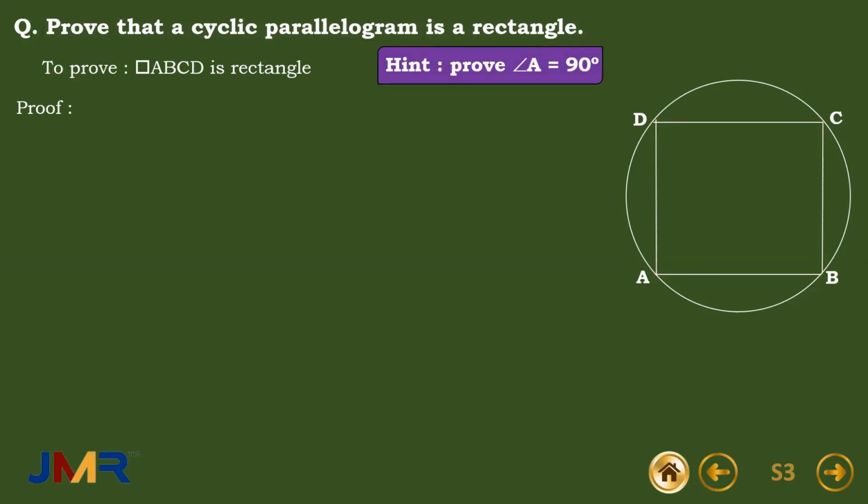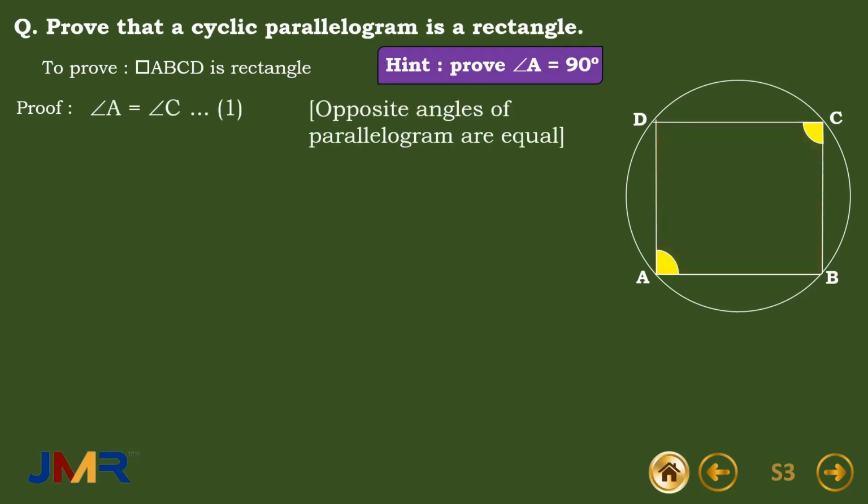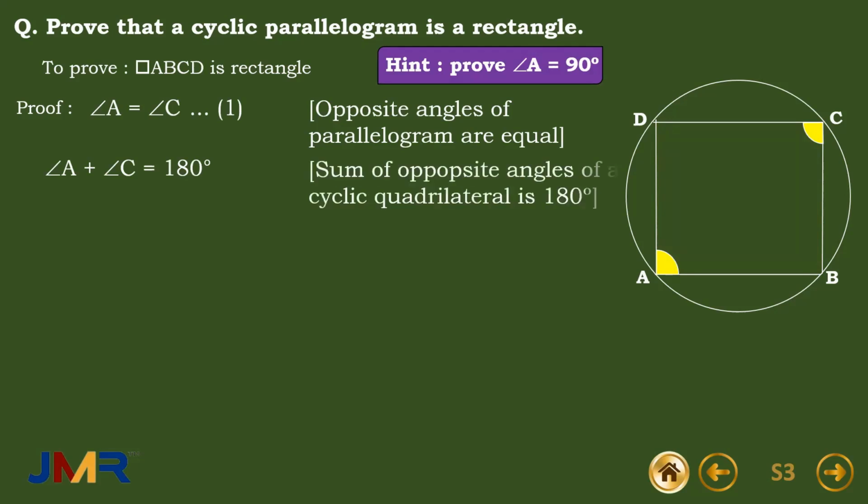How can we prove it? Let us see. It is given that ABCD is a parallelogram. The property of the parallelogram is that opposite angles are equal. Therefore, angle A is equal to angle C. And it is also given that ABCD is a cyclic quadrilateral. The property of a cyclic quadrilateral is that the sum of the opposite angles is 180 degrees. That means angle A plus angle C is equal to 180 degrees.